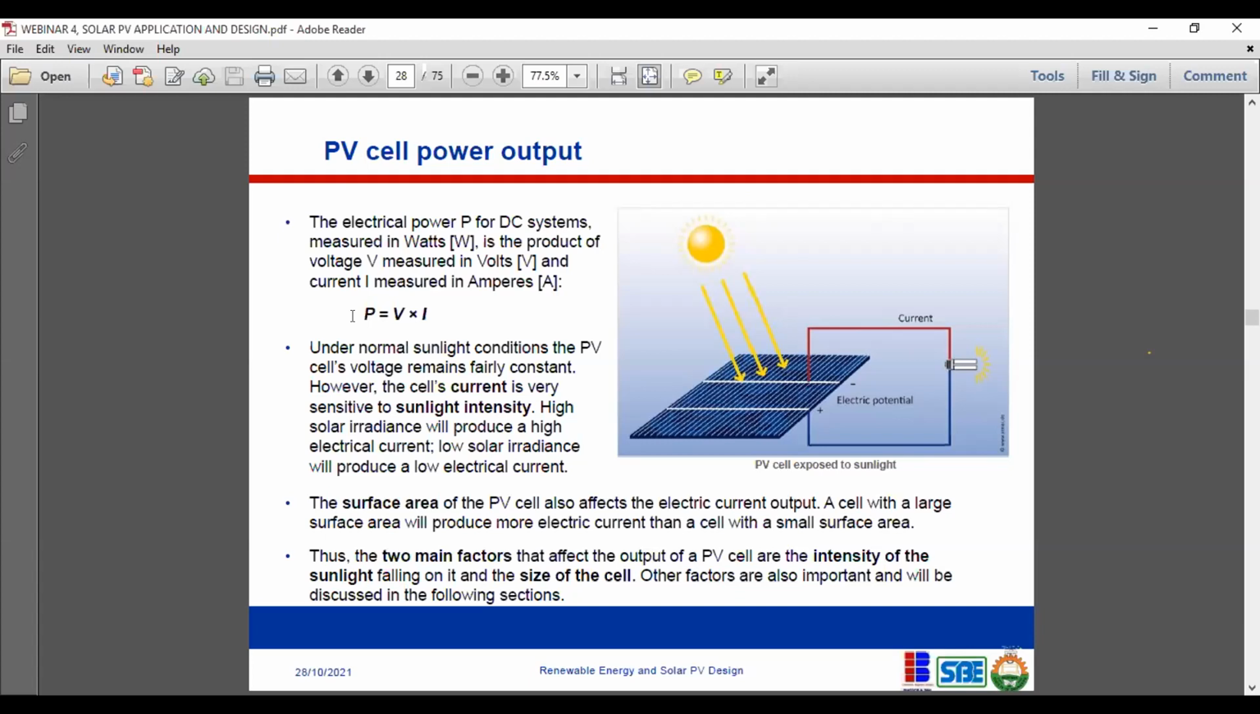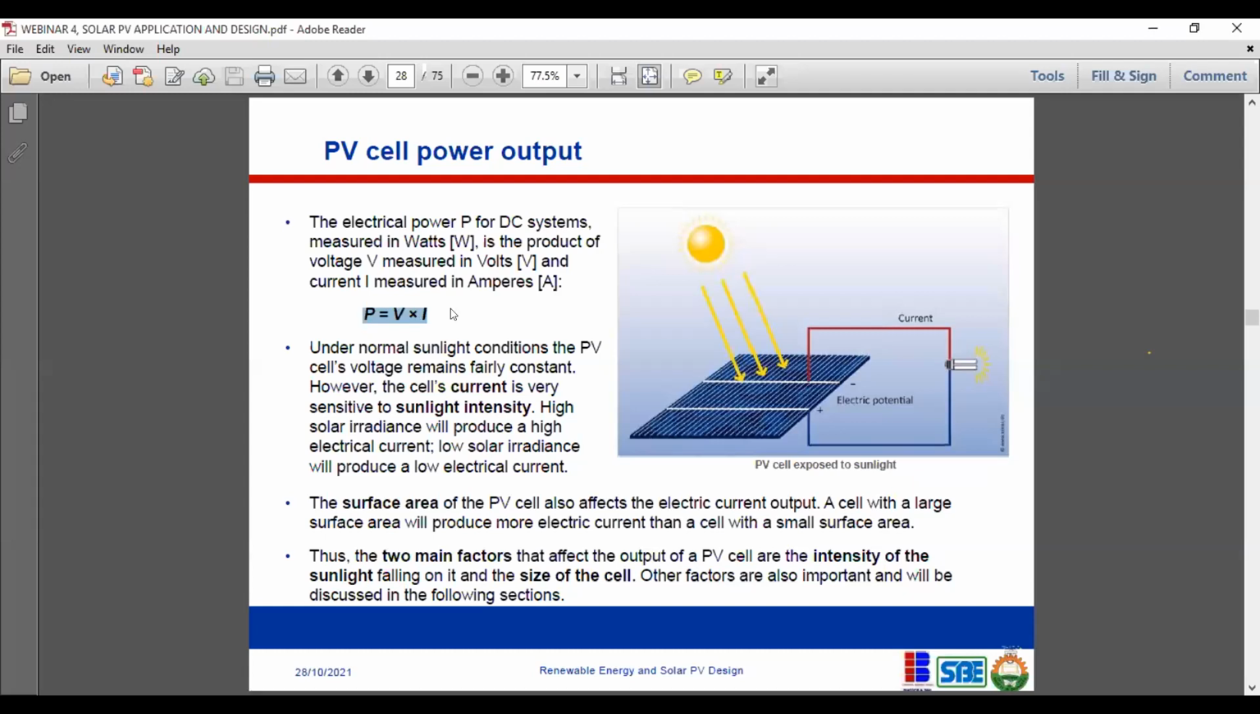So the electrical power P for a DC system, measured in watts, is the product of voltage, represented by V and measured in volts, and current, represented by I and measured in amperes. So the long and short of this whole statement is P is equal to V times I. A lot of us will be familiar with this formula. P is power, V is voltage, and I is current. So power is a product of voltage times current.